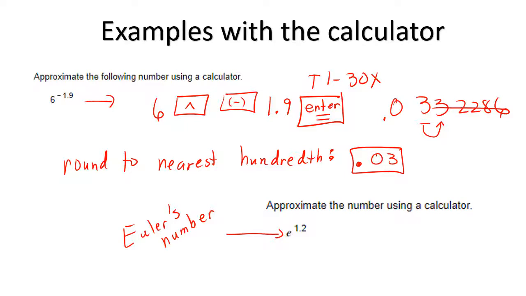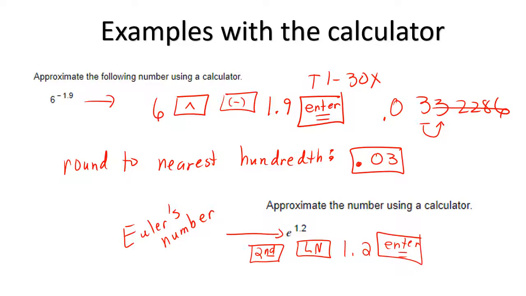Since I am using the TI-30X, I must type this in using the following steps. The shift key is the blue second key in the upper right corner, and then I will click the key that says LN, which stands for natural log, the corresponding inverse function to Euler's number, and it will automatically put the exponent symbol. I then just have to type in 1.2 and then the enter equals.